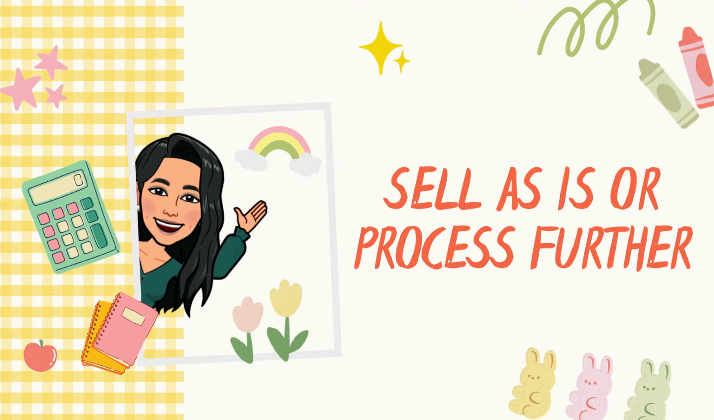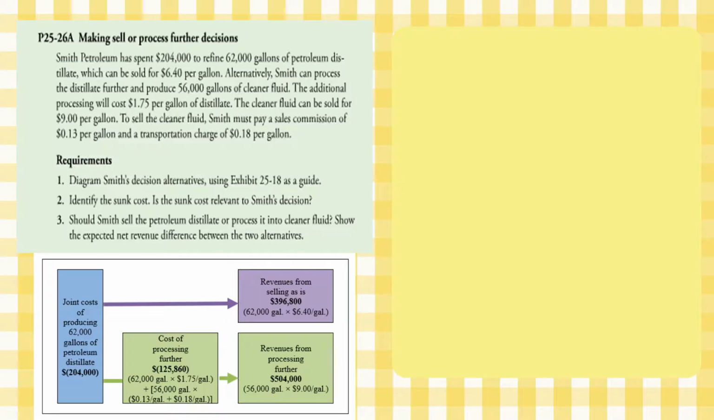Hello, we're still in chapter 25 for managerial accounting, short-term business decisions. We're going to take the sell as is or process further decision now. Making sell or process further decisions.